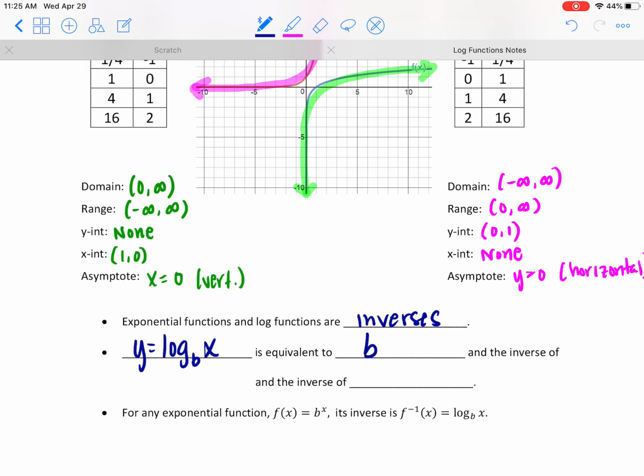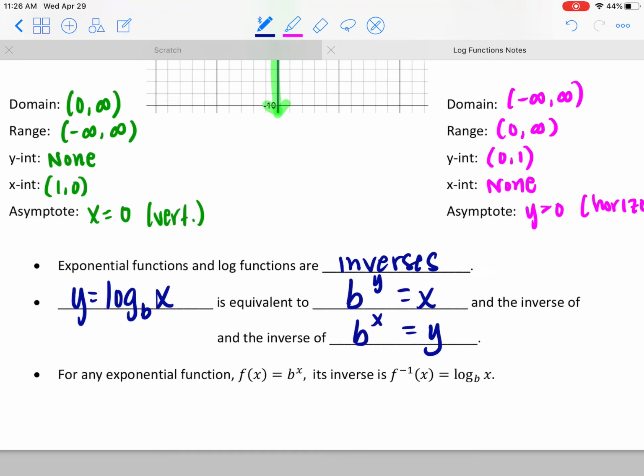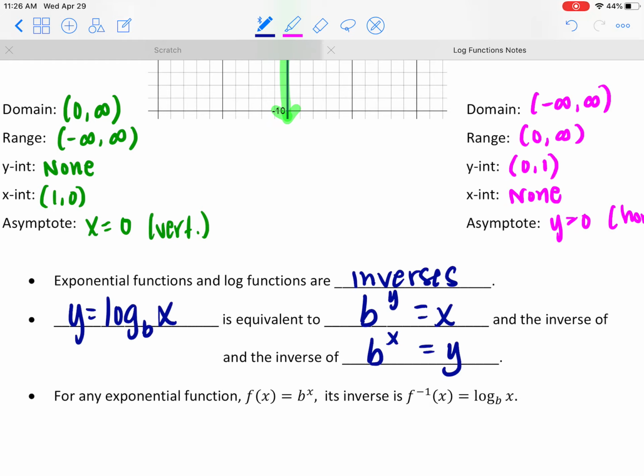Now, if we had y equals the log base b of x, that is equivalent to, if we were to write that in its equivalent form, b to the y power equals x. But that is the inverse of, if we switch the x and the y, b to the x power equals y. So that log function is equivalent to this exponential, but if you switch the x and the y, you get its inverse function. Okay, so the log and the exponential that have the same base will always be inverses.